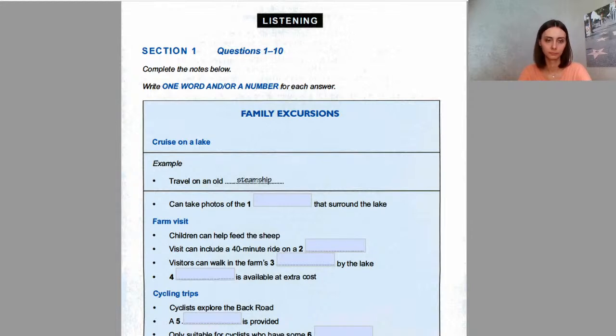Now we shall begin. You should answer the questions as you listen because you will not hear the recording a second time. Listen carefully and answer questions 1 to 4.